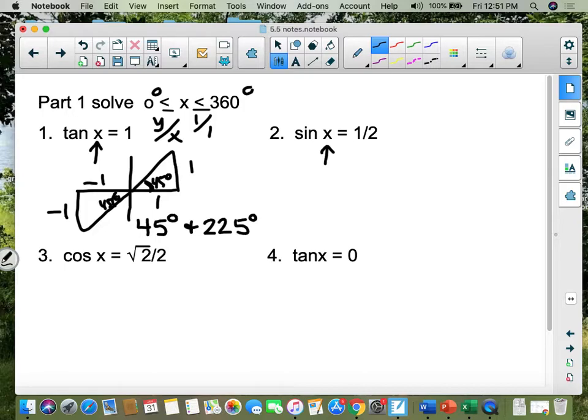Okay, let's do another one. There's two parts. This is the main part. The last part you've already had on the last test. I don't know why they're doing it again, but they are. But sine of x equals 1/2.